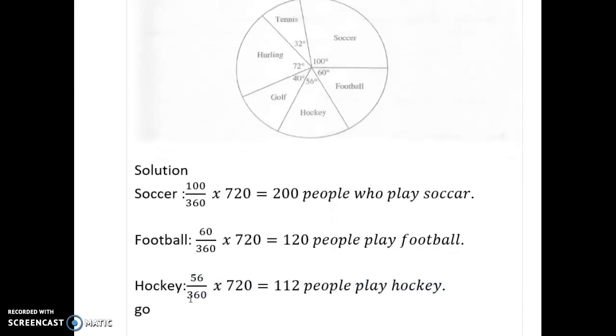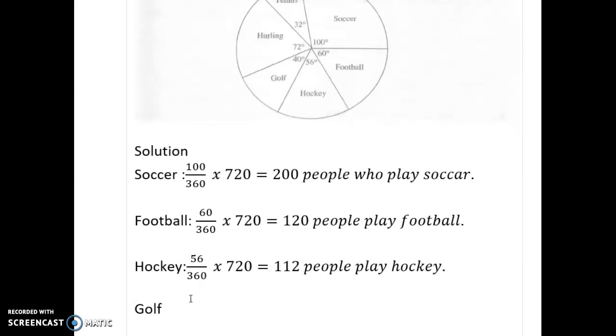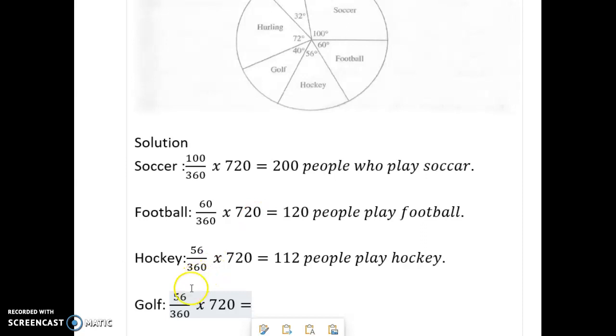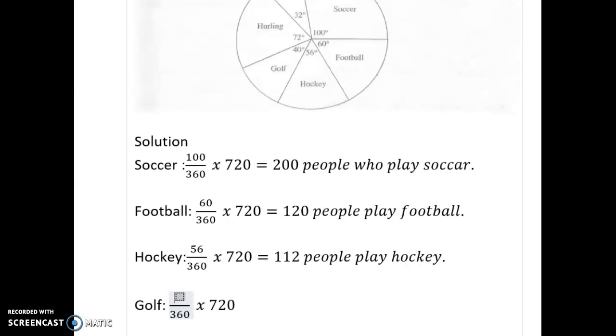And the next one is golf. Go down the line. Okay. Again, that's going to be, for golf, it's 40 degrees, so we need to change that. Change that to 40, and that's going to be 80 people.